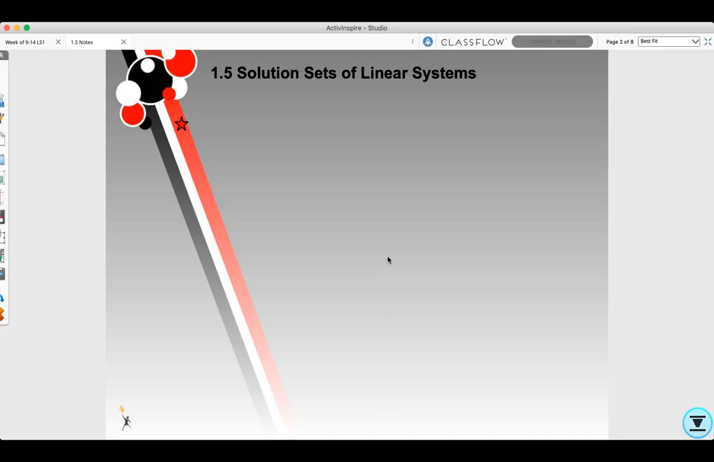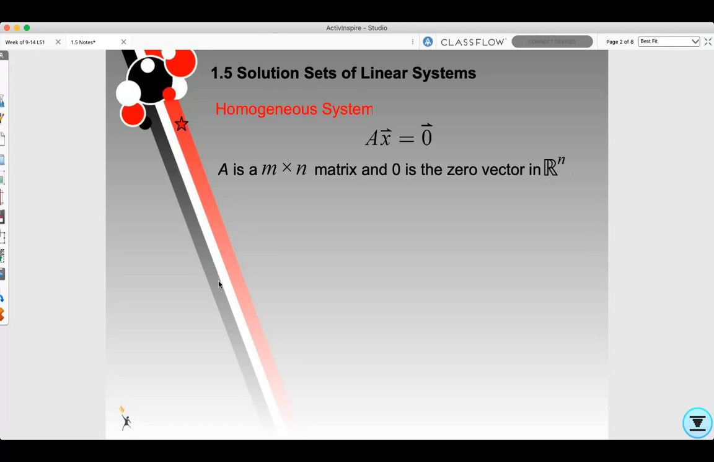Today we're going to do section 1.5, solution sets of linear systems. A homogeneous system is in the form AX equals 0. A is an m by n matrix and 0 is the 0 vector in Rn.